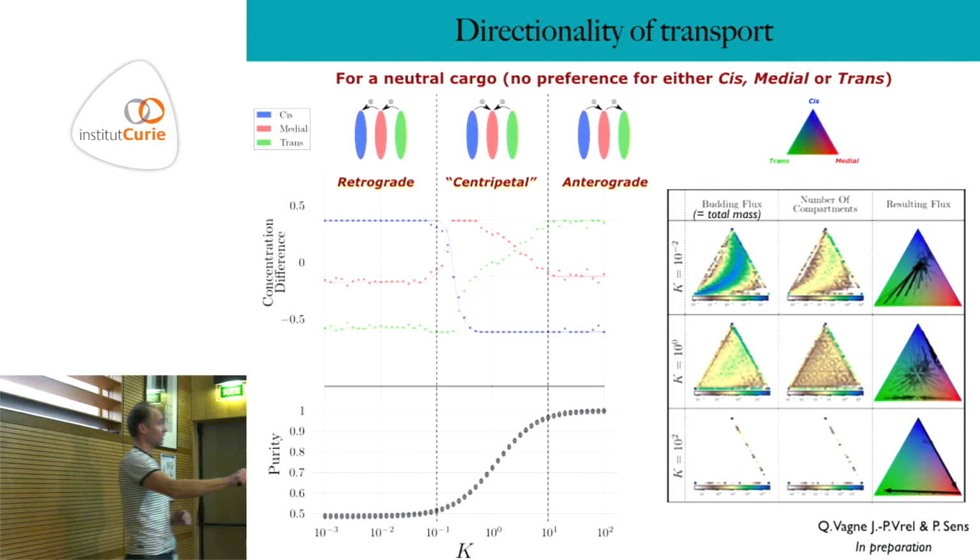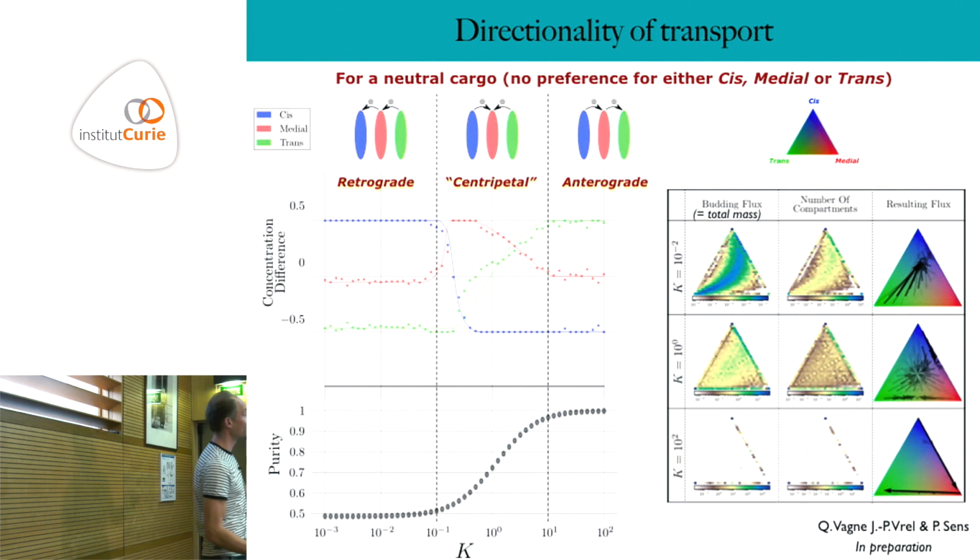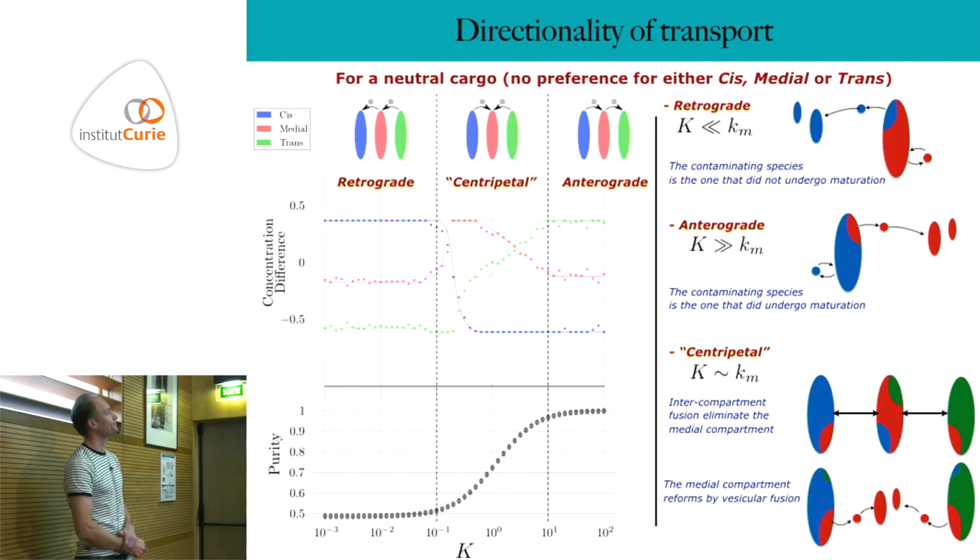And when the budding rate is very large, which means that you've got small, pure compartments, then you clearly have anterograde transport where you gain green and lose blue. And what's interesting is that in between, which is basically where I sort of argue the mammalian Golgi should be, what you actually have is a centripetal transport, which nobody talked about before, where you lose both the blue and the green identity and you gain the red identity. So basically what's happening here is that vesicles are not going one way or the other, but they are basically going towards the center of the organelle, which is sort of interesting and unexpected.